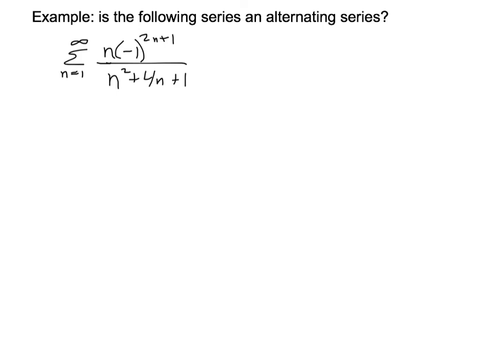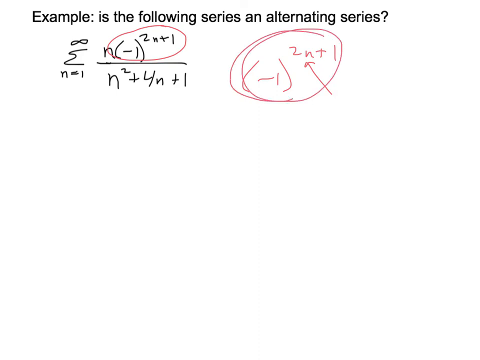I would say the thing that makes this look alternating is that you've got negative 1 raised to a power. But the interesting thing is, what happens when we take negative 1 to the 2n plus 1 and input integers for n? When you multiply by 2, they become even. And when you add 1, they become odd. So this thing is actually always negative 1. It doesn't switch between being positive and negative because the exponent is always odd.